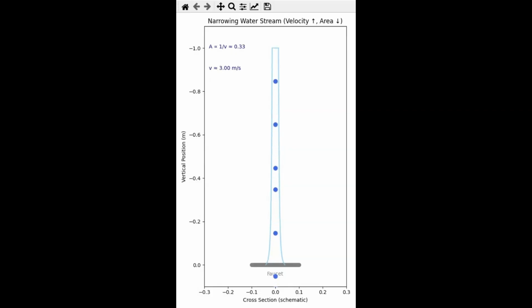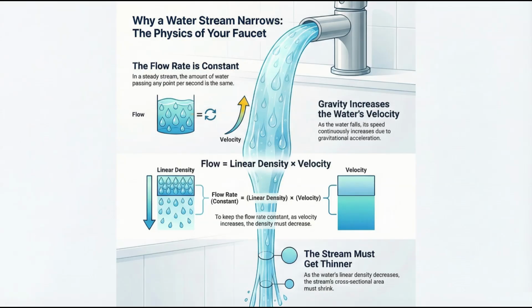So that narrowing stream of water from your tap, it's really just a perfect real-world example of mass conservation in action. As the water's speed goes up, the stream's width has to go down.